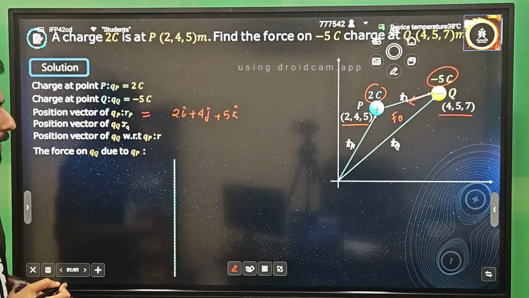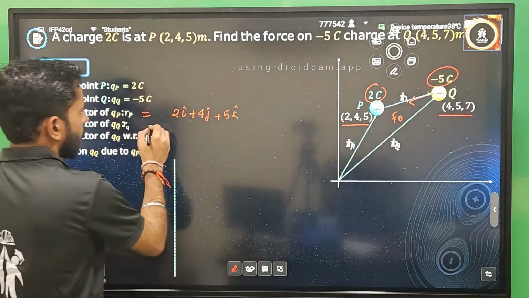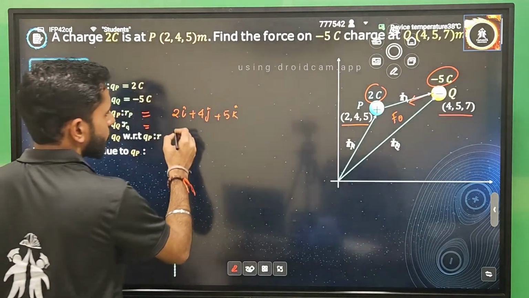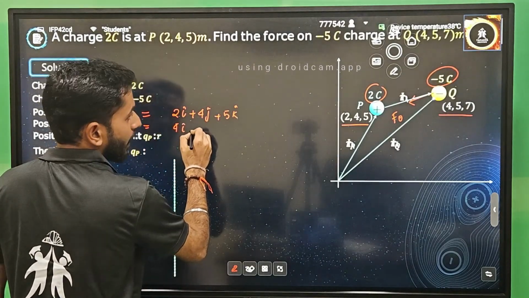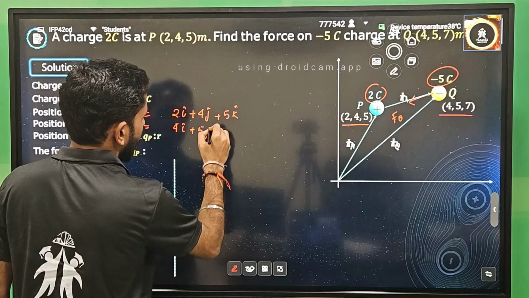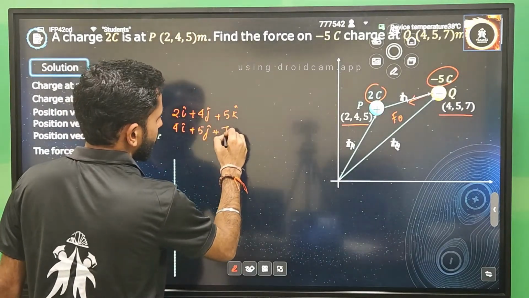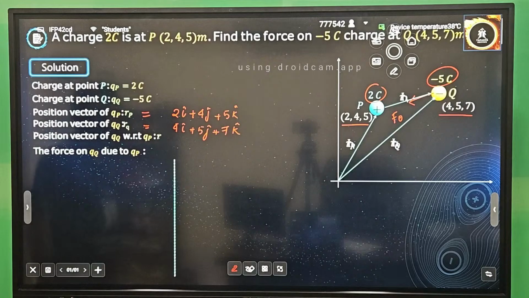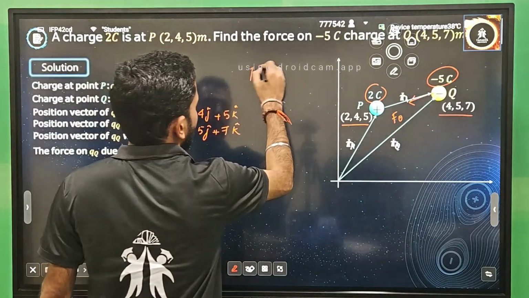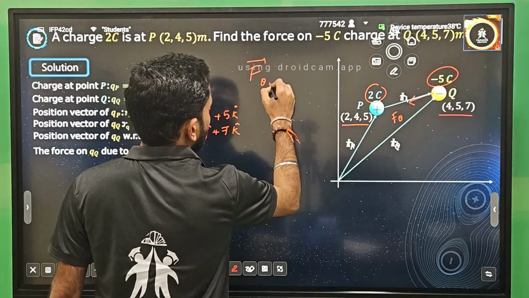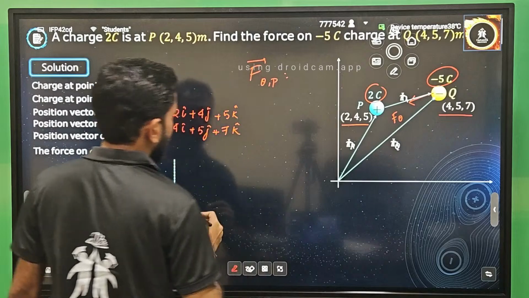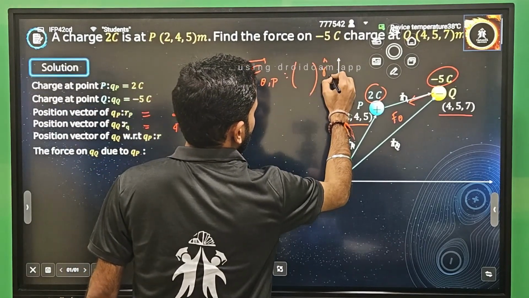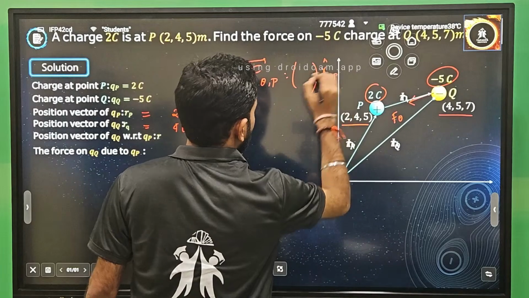This will be the position vector of Q. Now tell me, what is the position vector of Q? This is the position vector of P. Position vector of Q, if I have to write, 4i plus 5j plus 7k. And what do I have to write? I have to write force on Q due to P. Correct? How will I write? I will write the magnitude as well as direction on Q due to P.